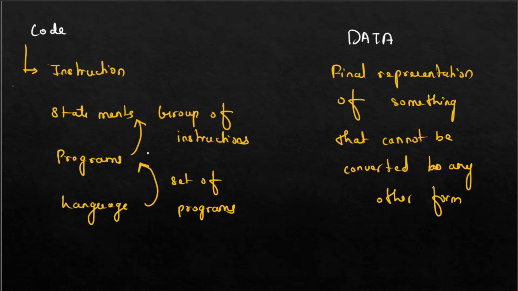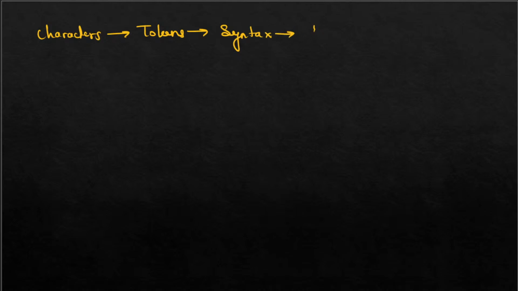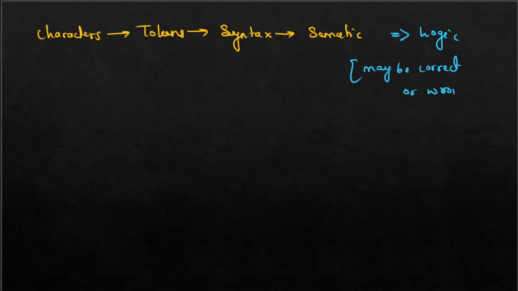Now let's discuss the stages. So the very first is characters. After that, tokens are there. Then syntax. After that, semantic. And this is the logic. So the logic may be correct or may not be correct. So here basically compilation happens in this step.